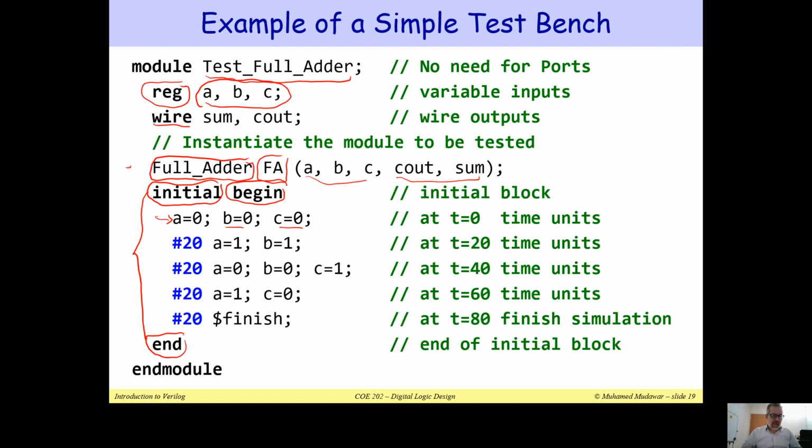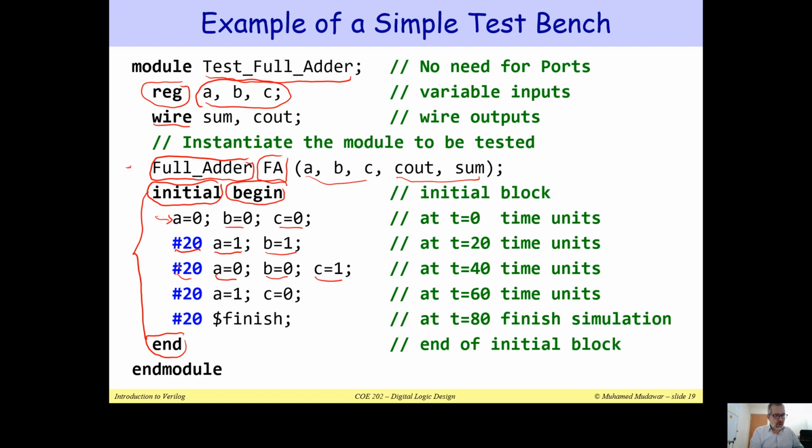Then after 20 time units, for example, the time unit can be nanoseconds. So you can write hash 20 before this statement. It indicates that this statement is delayed in the simulator by 20 nanoseconds. So we're going to make A equal to 1 and B equal to 1. And then after another 20, we're going to change the value of A and B again to 0, 0, and make C equal to 1.